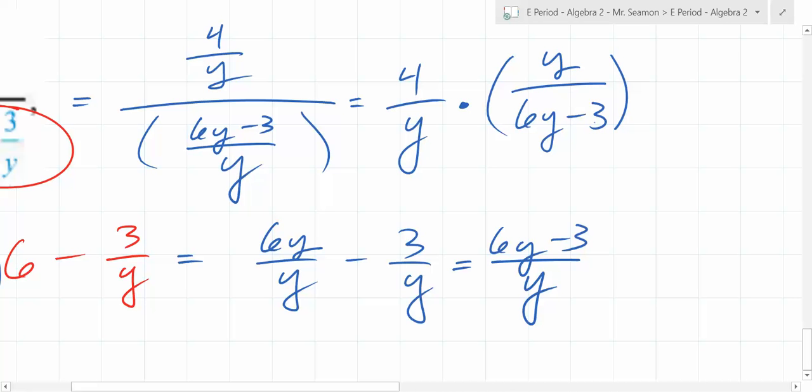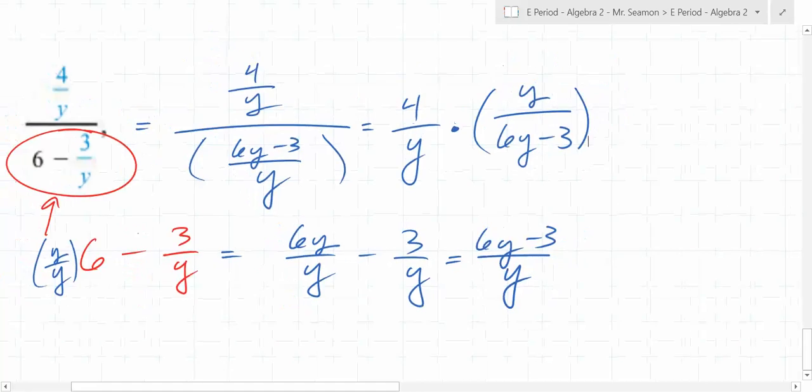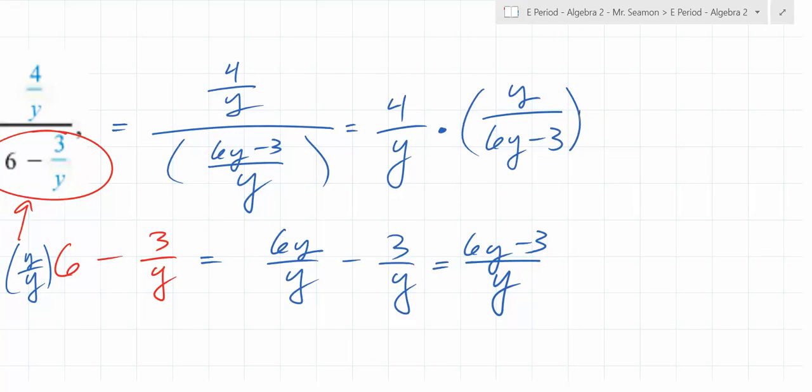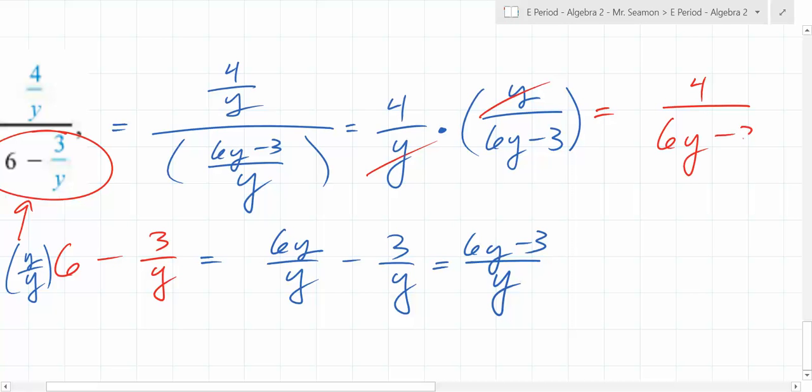Correct. Absolutely. Take a look at this. We're going to pause here. Make sure you understand what we can do now. We can just multiply, which means we can cancel what? What cancels? The y's cancel right here. What are you left with, Liv? 4 over. And you're done.